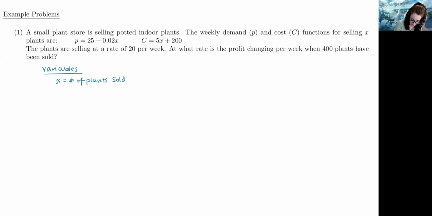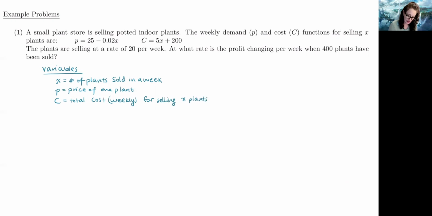Sold in a week. Right, all of this has to do with weekly. Okay, then we have little p, which is the price of one plant for the customer. Capital C is the total cost weekly for selling X plants that week.